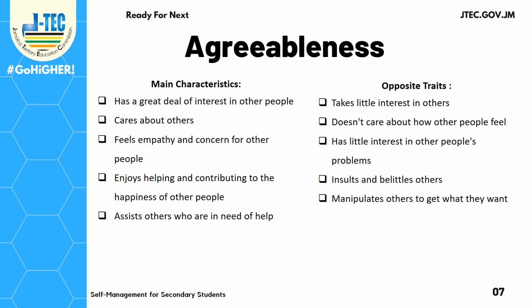Agreeableness. Main characteristics: has a great deal of interest in other people, cares about others, feels empathy and concern for other people, enjoys helping and contributing to the happiness of other people, assists others who are in need of help. Opposite traits: takes little interest in people, doesn't care about how other people feel, has little interest in other people's problems, insults and belittles others, manipulates others to get what they want.